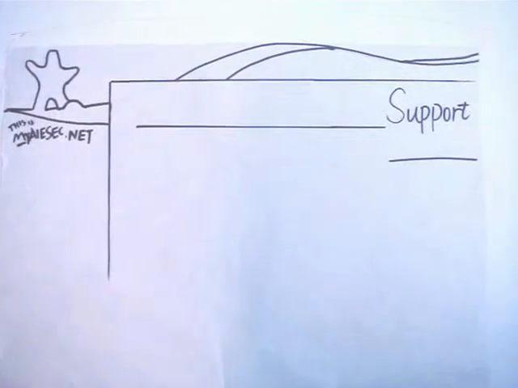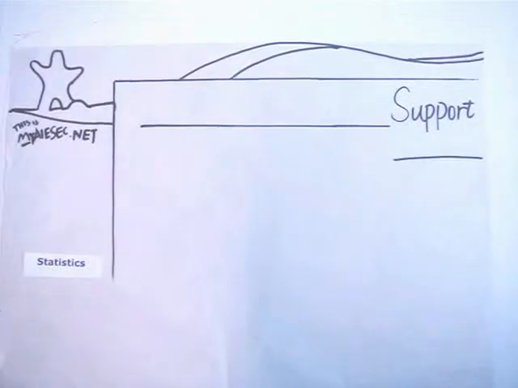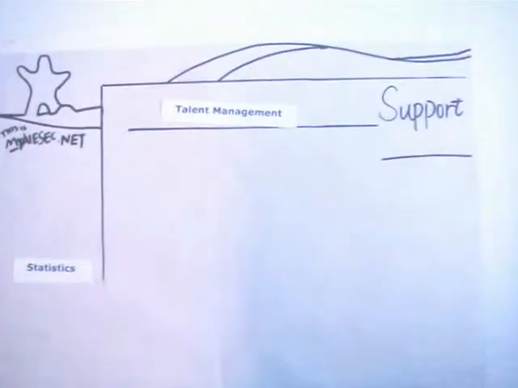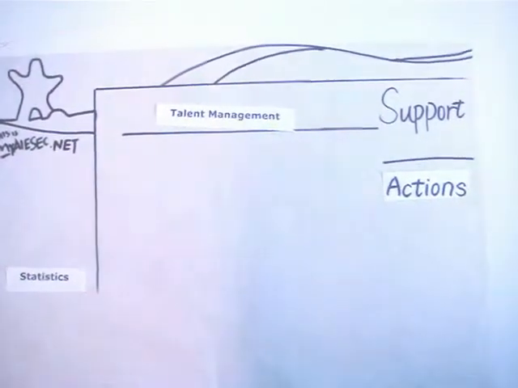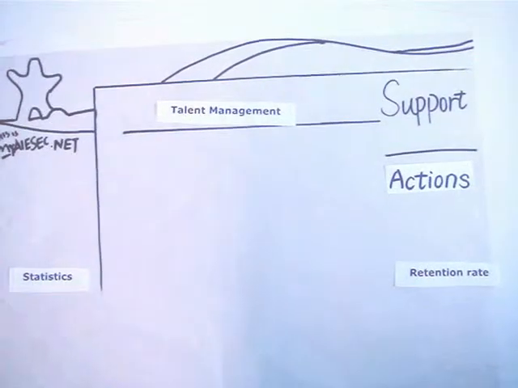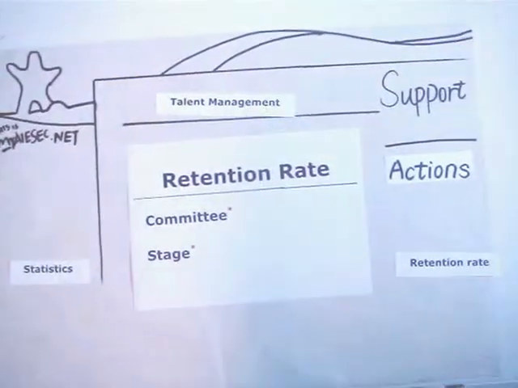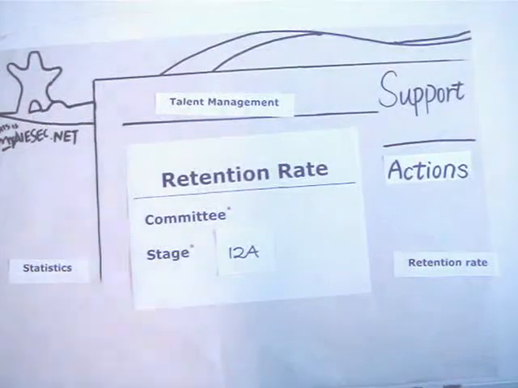You can also find out this number on myisaac.net. When you go to Statistics and select Talent Management, you see Action on the right. Click Retention Rate and choose your local committee. When you select I2A, you can see the result.